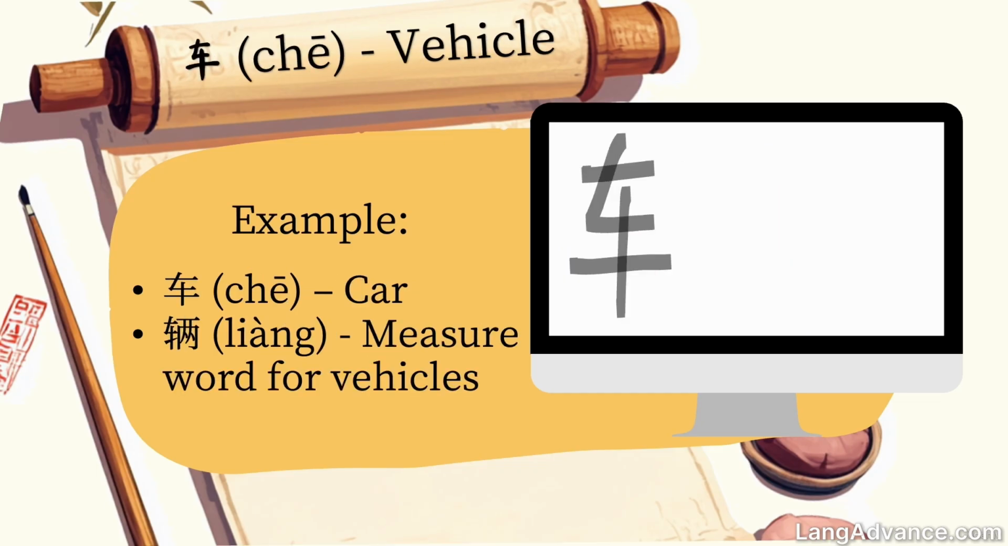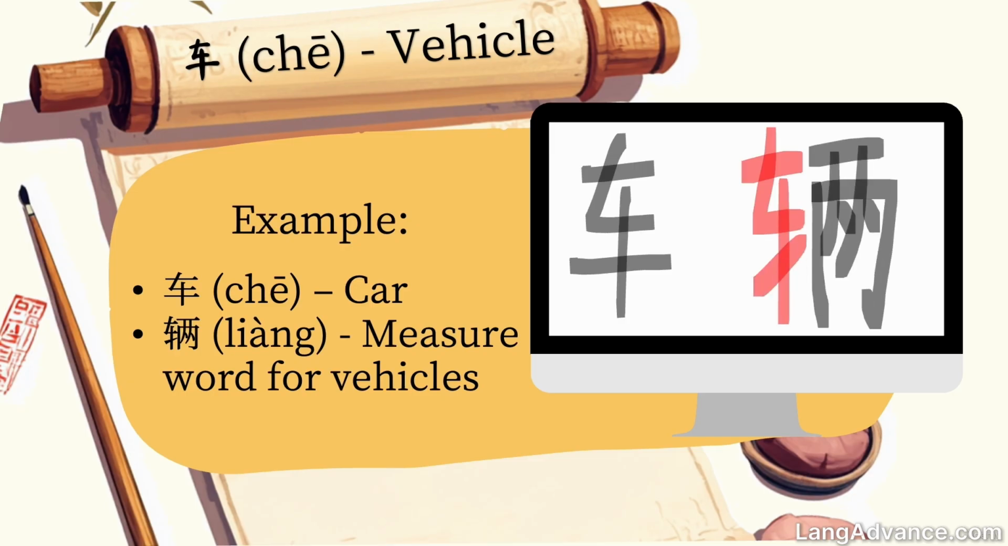One of the most important radicals that I want to show you is the 车 radical. The reason being, in China, most signage are written in Chinese. So when you recognize these words, 车 and 车辆, you will know that this has something to do with car.